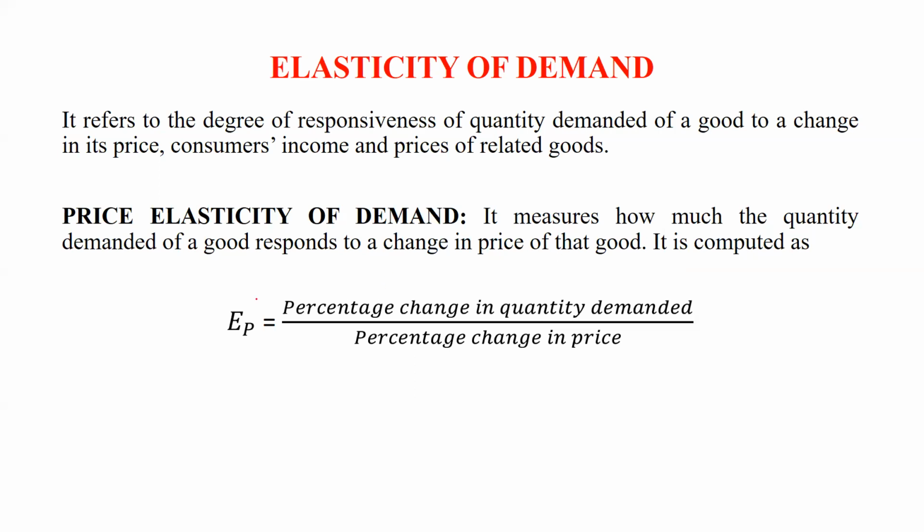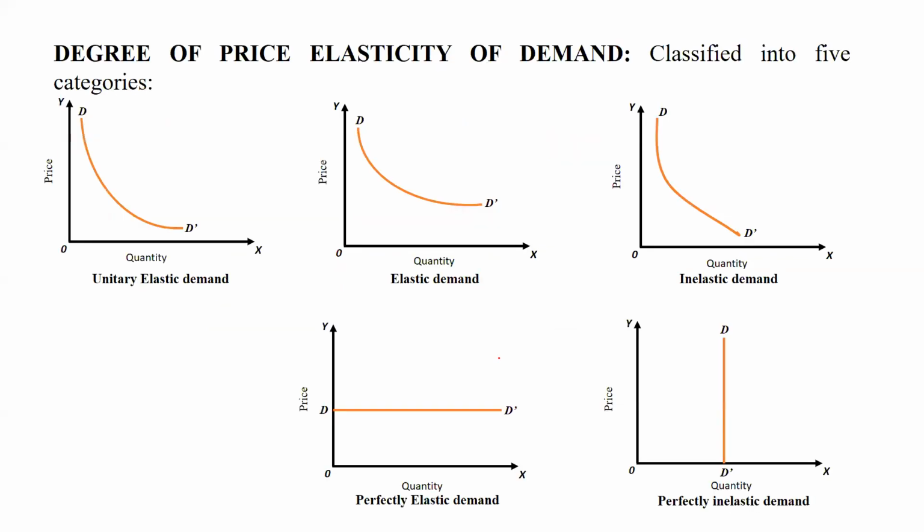It is computed as EP, which stands for price elasticity: percentage change in quantity demanded divided by percentage change in price. We will focus on quantity demanded and percentage change in price. So this is the relationship between these two, percentage change in quantity demanded and percentage change in price. How are we going to calculate this percentage change in demand and percentage change in price?